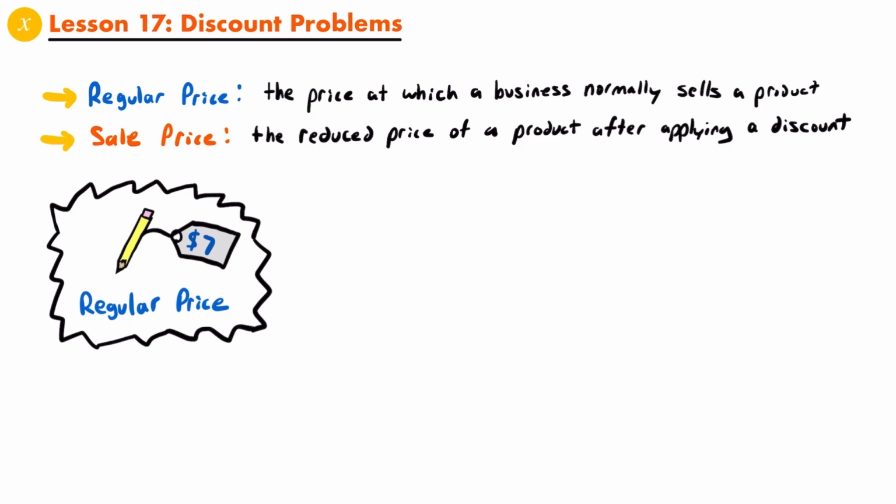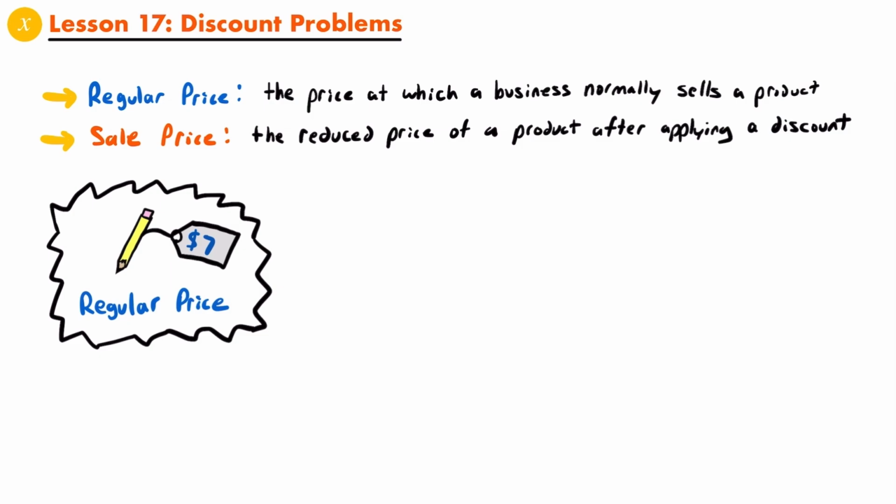So for example, continuing with our pencil scenario from the previous lesson, let's say that there's a business that sells pencils, and the regular price of those pencils is $7. The regular price meaning that it's the price at which a business normally sells a product. Alright, so without a sale or without any adjustments to the price, the regular price is what you would expect to pay for a product. It is what the product usually sells for.